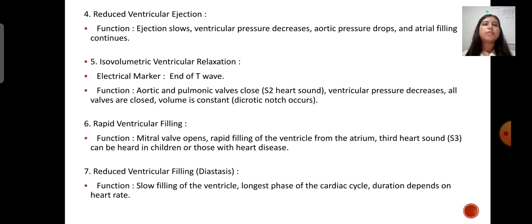Then there is ventricular filling, where in rapid ventricular filling the mitral valve opens and the ventricles fill rapidly from the atrium. The third heart sound S3 can be heard in children or those with heart disease. And lastly, the reduced ventricular filling or diastasis occurs, where there is slow filling of the ventricle, which is the longest phase of the cardiac cycle, and its duration depends on the heart rate.